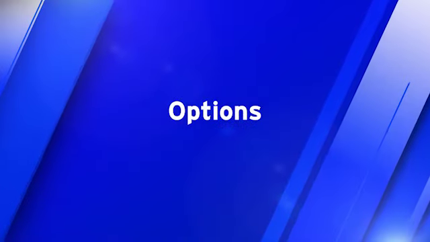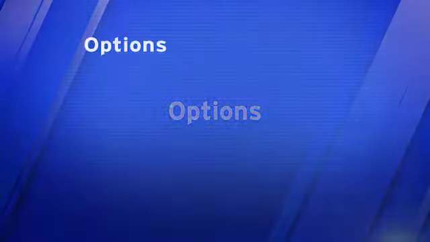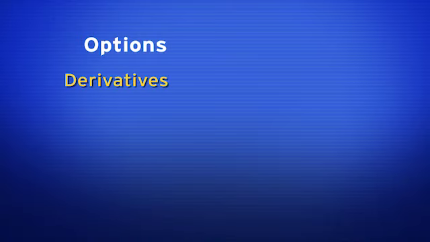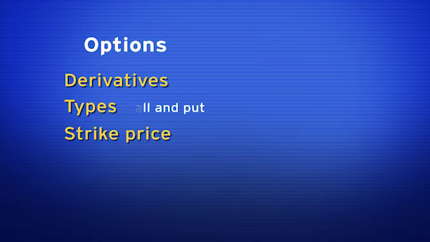Now let's look at options. Options are derivatives. Options derive their value from an underlying security. Now there are two types of options. There's a call option and a put option. Each option has a strike price. Strike price is also known as the exercise price.